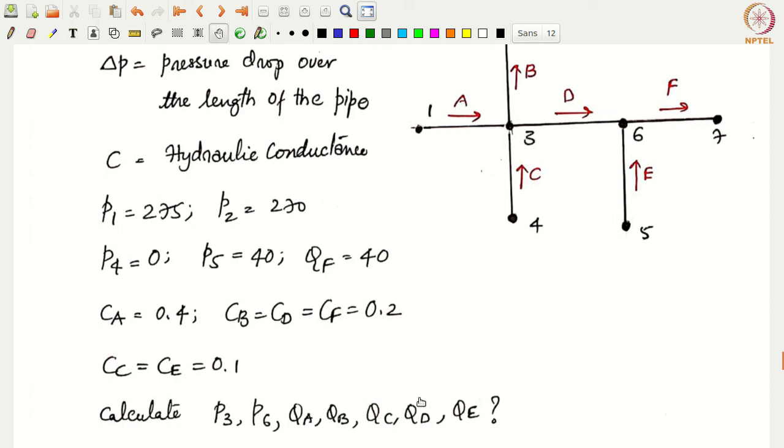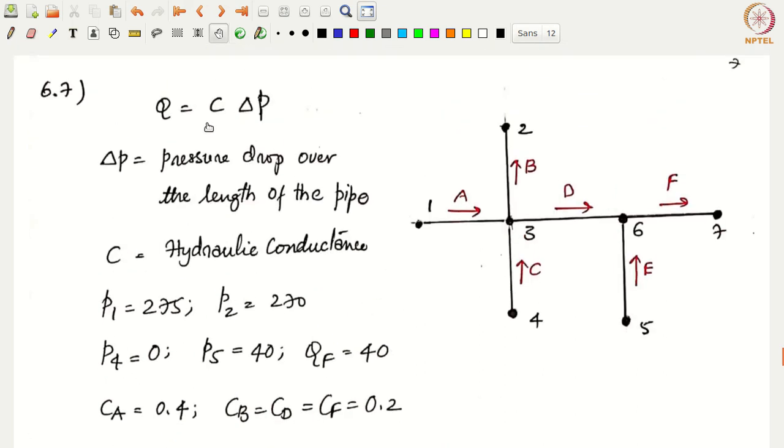These flow rates are what you need to calculate, and the given equation is only Q equals C times delta P. Now what kind of equation is this? What do we take this as? We should take this as basically the momentum equation, isn't it? Because you have kind of an integrated momentum equation, where the flow rate equals C times delta P.